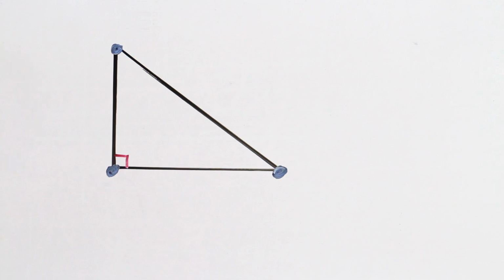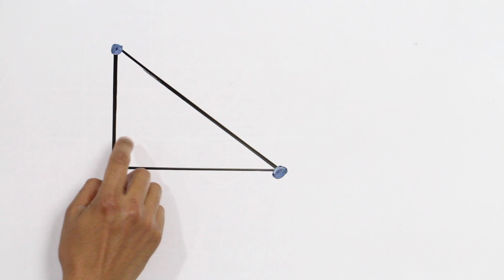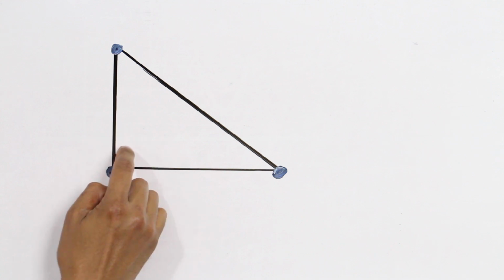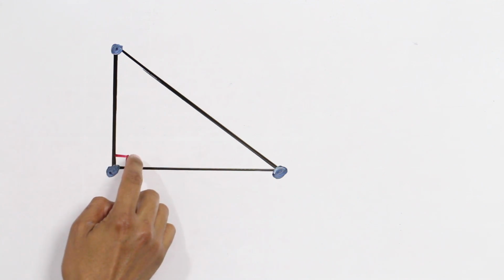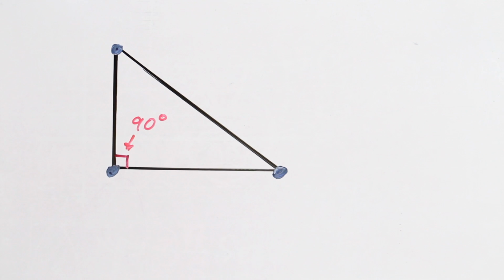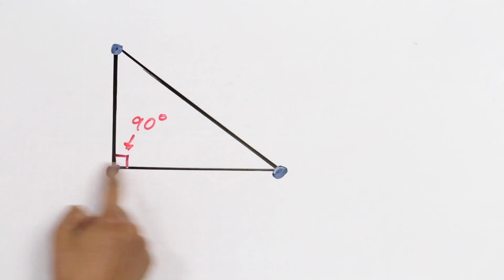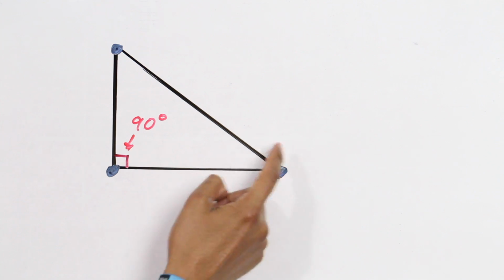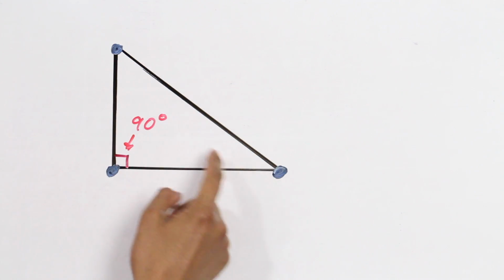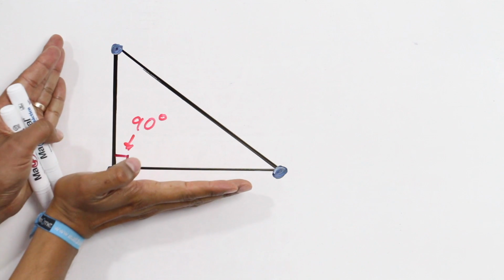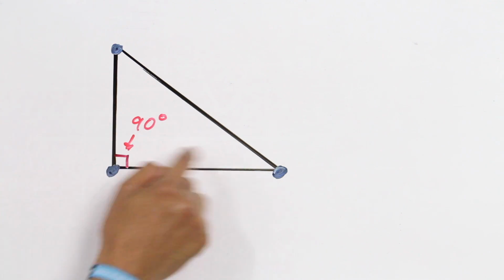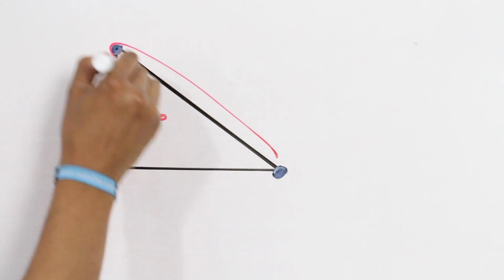The Pythagorean theorem can only be used in right triangles. It means that the triangle has a 90 degrees angle that is usually indicated with this square. Before starting the theorem, you need to be able to identify the hypotenuse, which is the longest side of the triangle, or the side that doesn't form the 90 degrees angle in the triangle, which is this side.